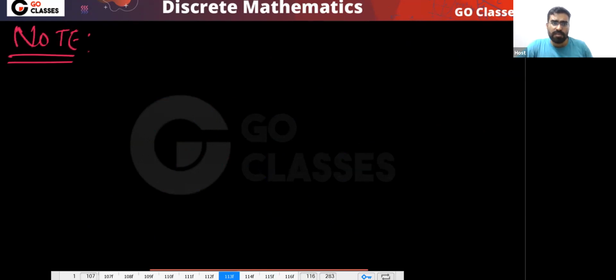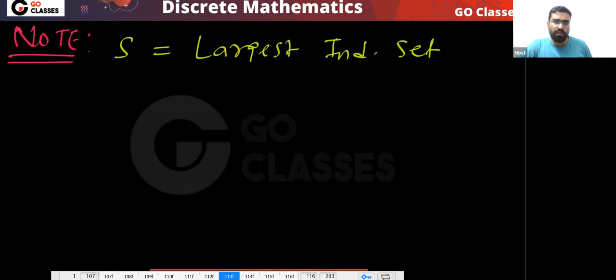Also, this is a final point. Just understand this. If S is the largest independent set, then what will be V minus S? You know V minus S will be a vertex cover.